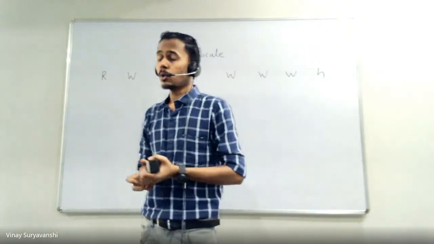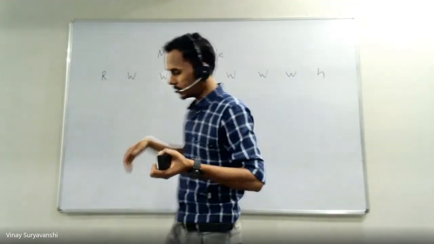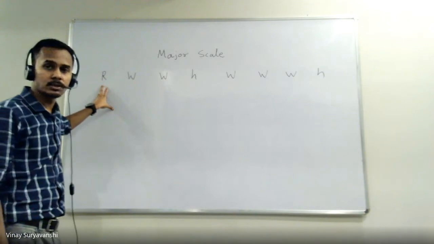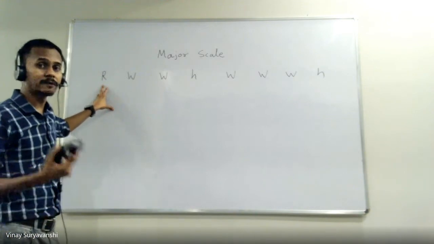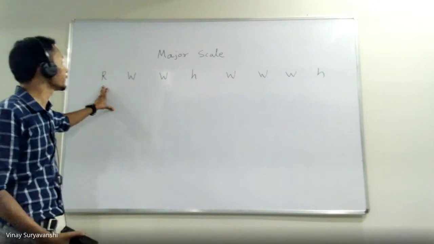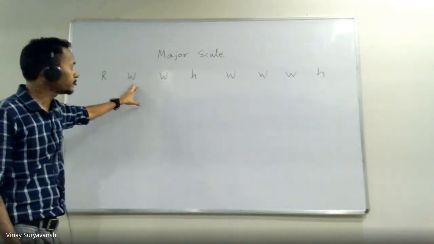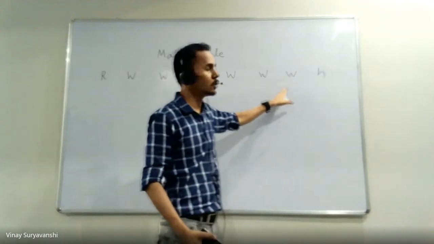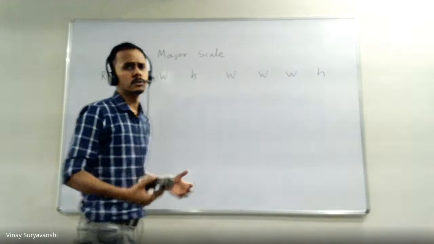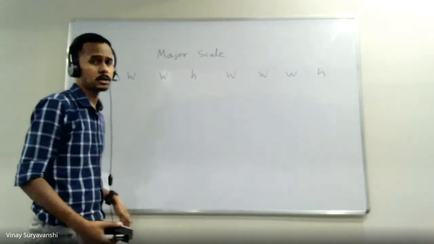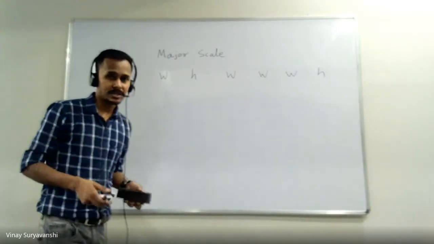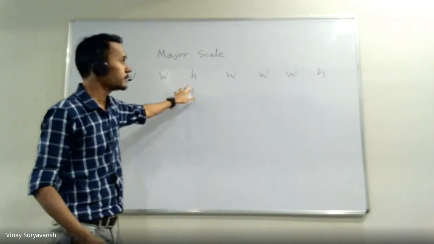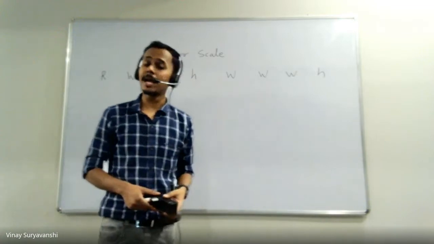Okay. So what is the major scale pattern? I have written it here on the board. As you can see, I have written R, which means your root note, or you can say your reference note, your starting point. All right. And this is the pattern: whole step, half step, whole step, whole step, whole step, half step. You need to remember this formula because whenever you want to build a major scale, you're going to need this pattern.